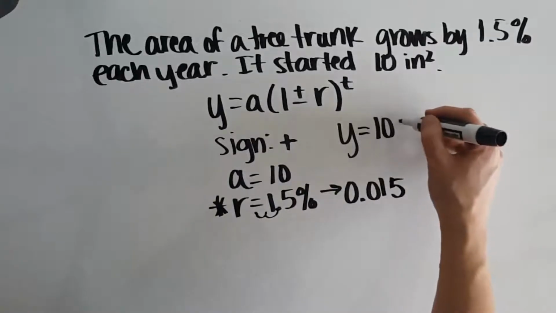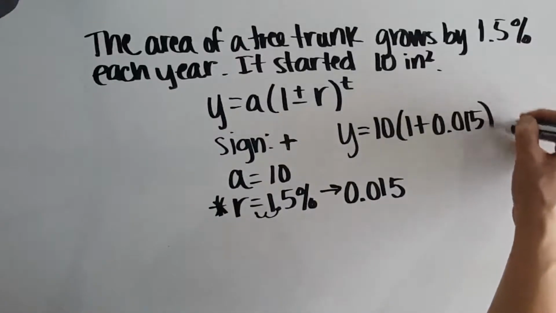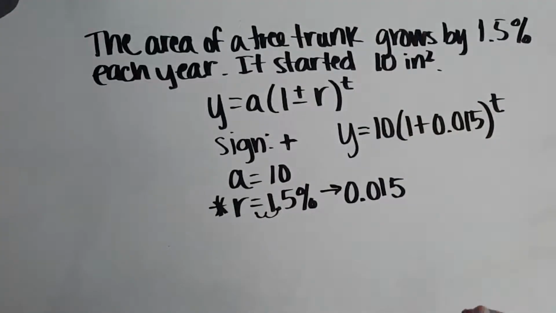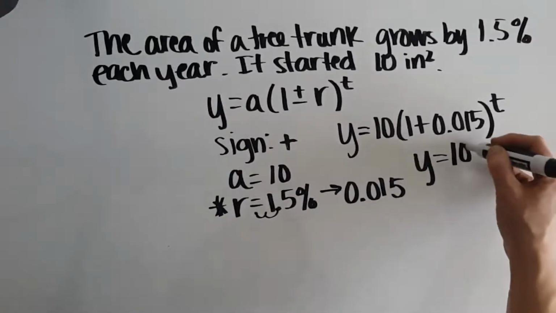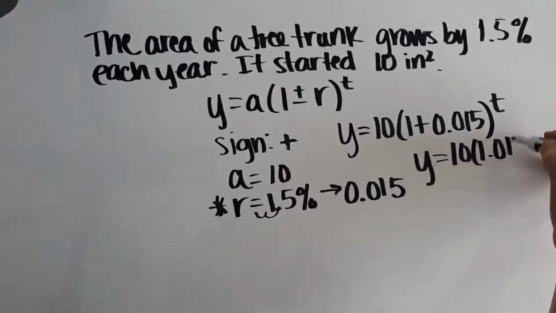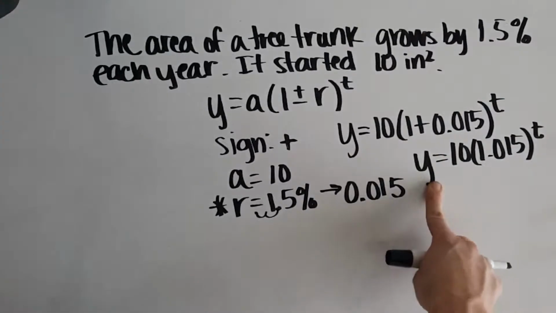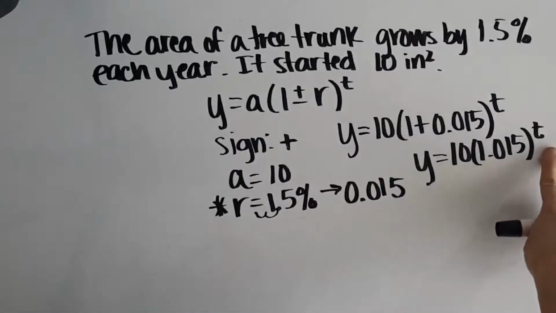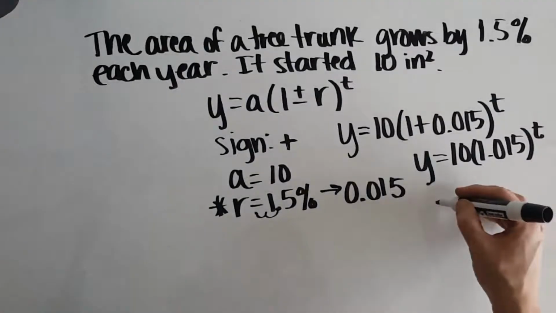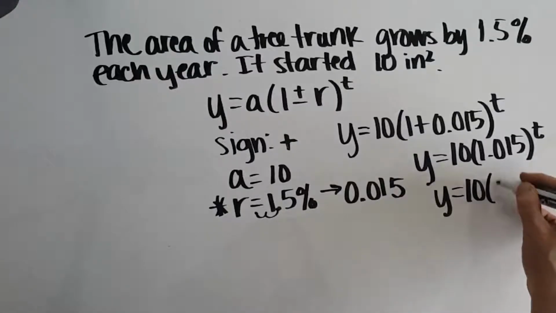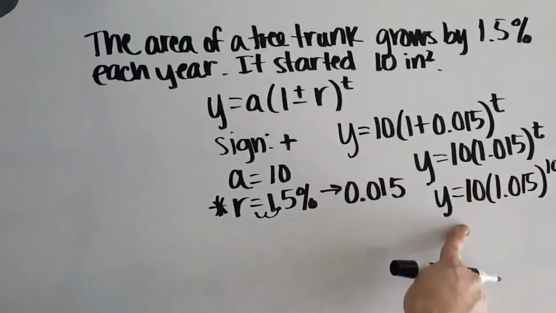So y equals 10 times 1 plus 0.015 to the power of t. And I can simplify this by adding it together. So we get y equals 10 times 1.015 to the t. This will let me find out the basal area for a given year. So if I want to say, hey, 10 years from now, how big is the basal area? Well, I can substitute 10 in for t and type this into my calculator.